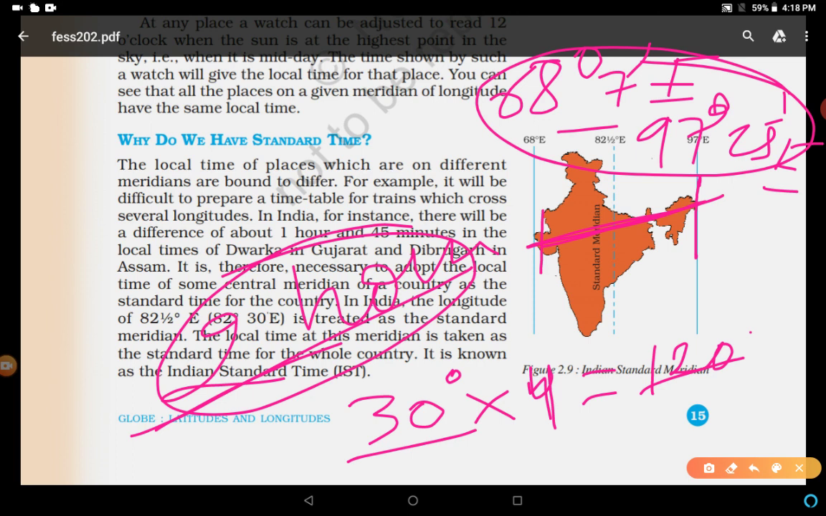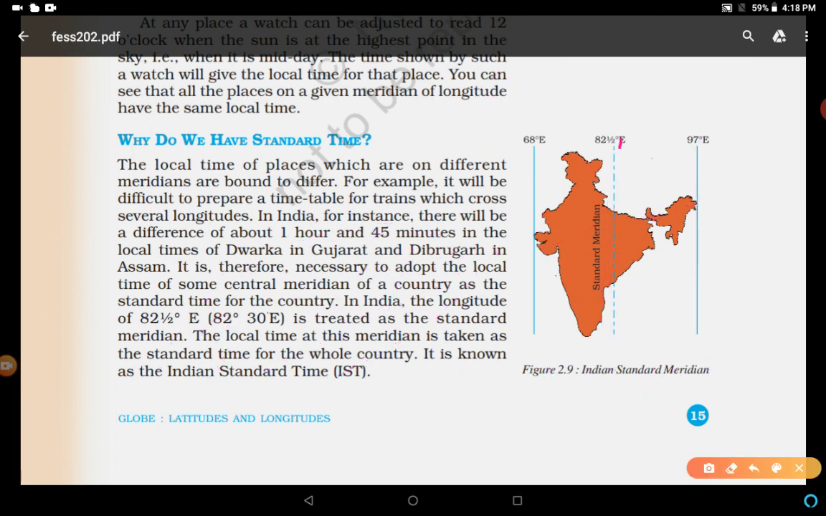and to do this we have fixed one longitude, 82 degrees and 30 minutes. Only one longitude we have fixed for our standard time. It is known as IST. IST means Indian Standard Time. Clear? So in India, time is counted on the basis of this line. Whatever time is there on this line, in the entire country the same time is followed.